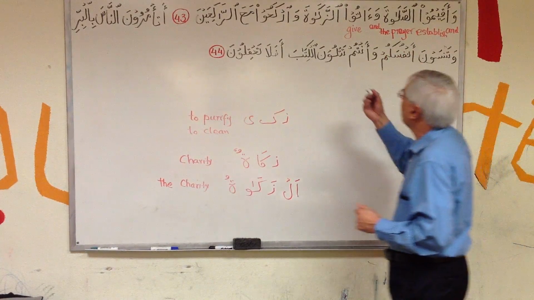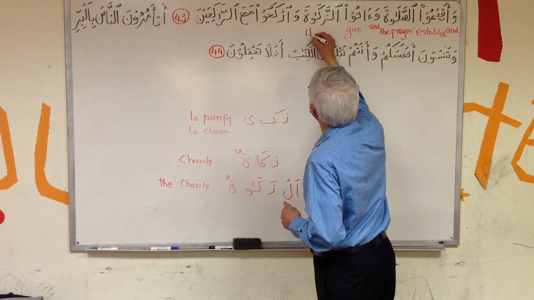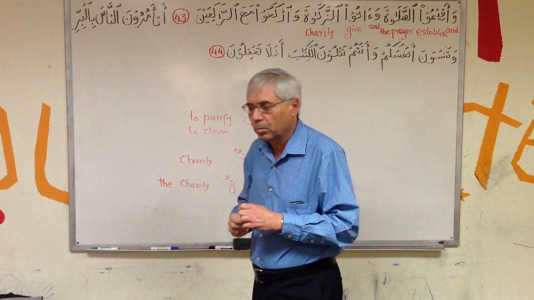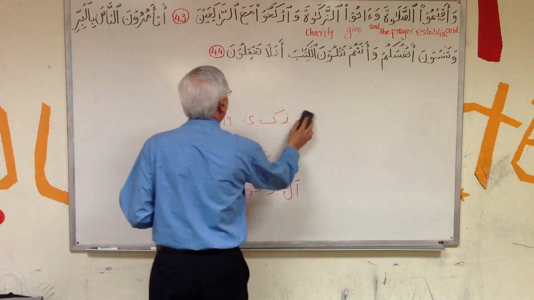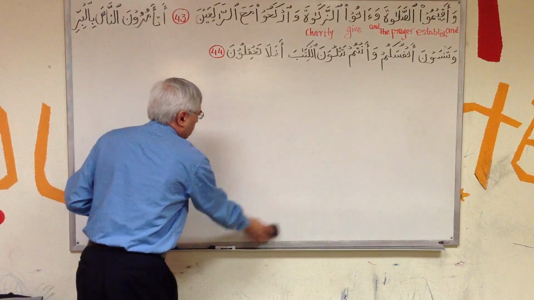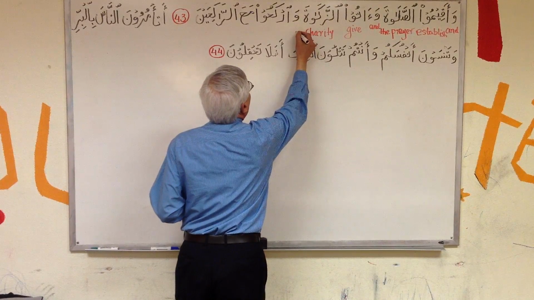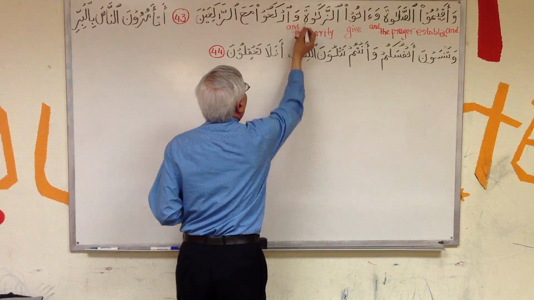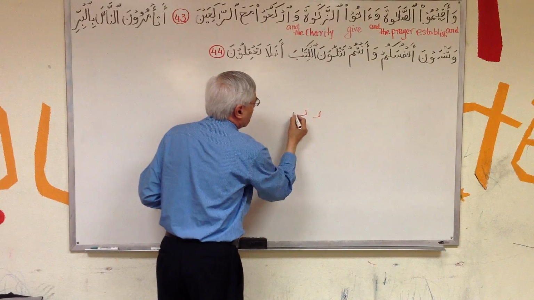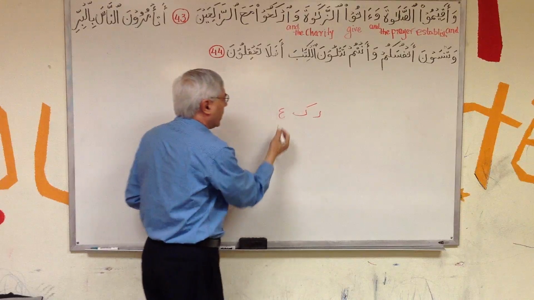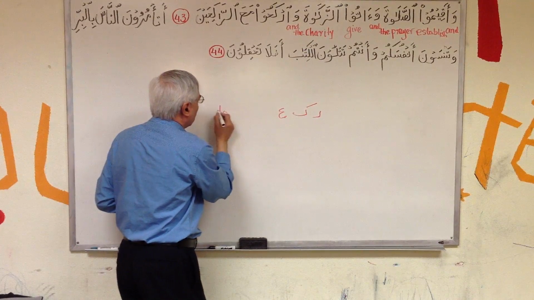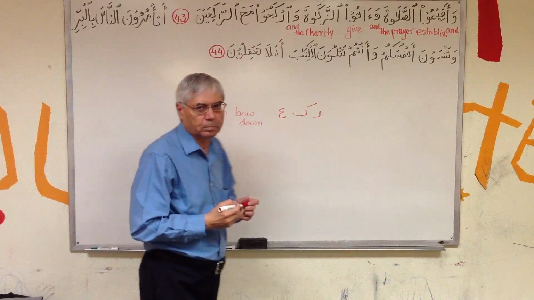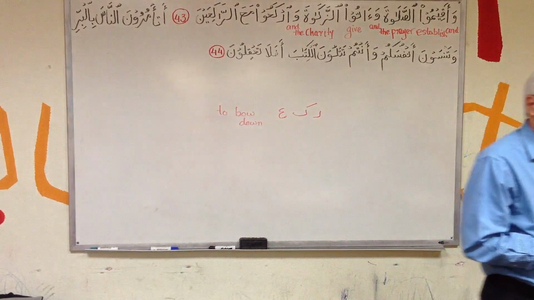Wa atu zakata, and give charity. Give the charity. And wa means and again. The next word starts with ra, kaf, and ayn. This means to bow down.